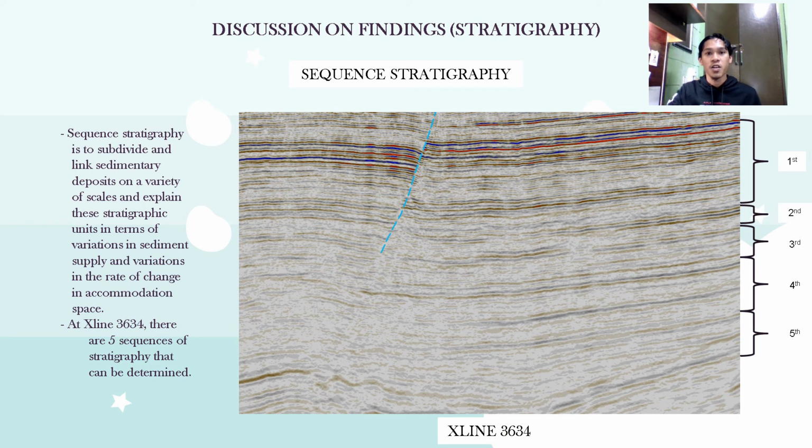Then we go to the discussion of findings, which is the stratigraphy. The first one is the sequence stratigraphy. Sequence stratigraphy is to subdivide the linked sedimentary deposit on a variety of scales and explain these stratigraphic units in terms of variation in sediment supply and variation in the rate of change in accommodation space. And we can see at the S line 3634, there are about 5 sequences of stratigraphy that we can get from this section.